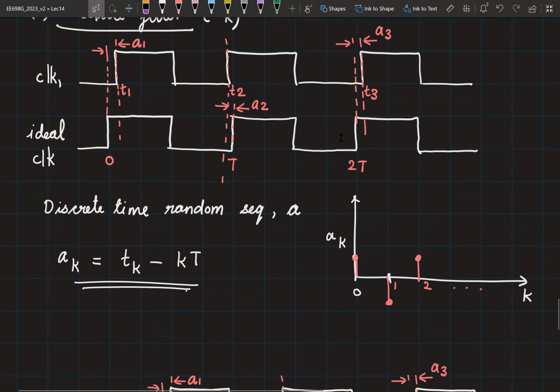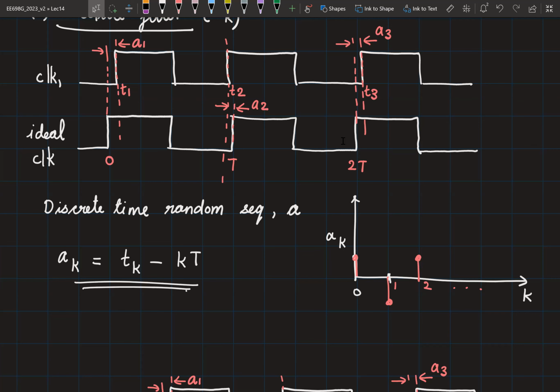Is that clear? Or another way to think about it is you position the clock wherever you want, and then you calculate all the AKs. You calculate the mean of AKs. If it has a finite mean, subtract that mean from all the AKs. Is that clear? Okay. So here we have compared one clock with an ideal clock.